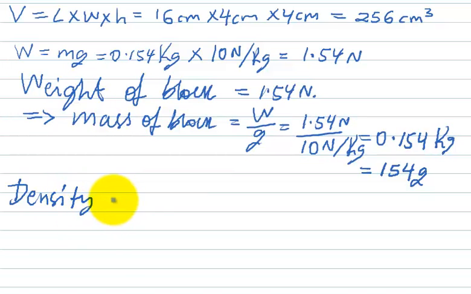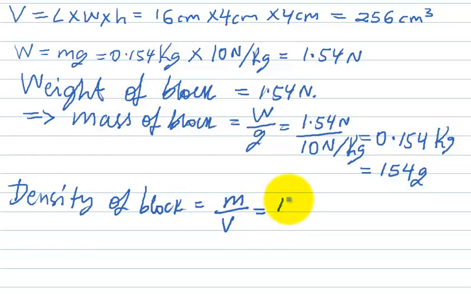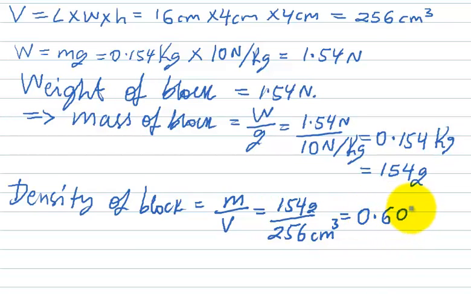So density of the block is equal to mass of the block divided by volume of the block, and this is 154 grams divided by 256 centimeters cubed. And this of course gives us 0.601 grams per centimeter cubed.